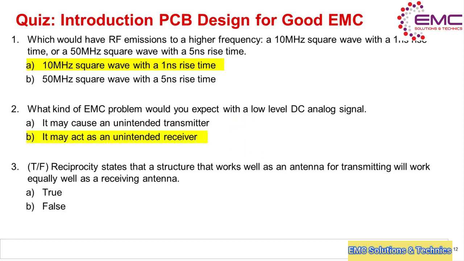The correct answer is B. It may act as an unintended receiver. Question 3. True or false? Reciprocity states that a structure that works well as an antenna for transmitting will work equally well as a receiving antenna.